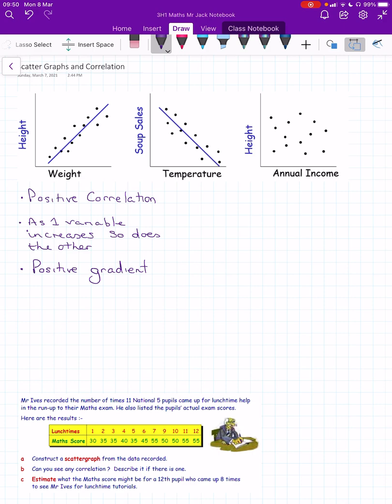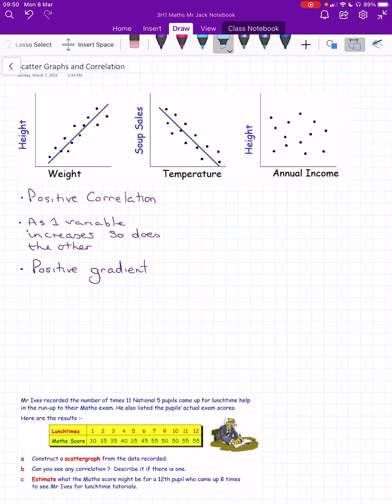Next one. I'm slightly running out of room, so let's just make this a slightly different colour. We're looking at soup sales and temperature, and we're comparing those two things. Again, think logically about it. Why would people want to eat warm soup? Probably because it's cold. It's something to warm you up on a cold day. So as the temperature increases, you're much less likely to want soup and probably going to want something like ice cream to cool you down. So as temperature increases, what would we expect to happen to soup sales?